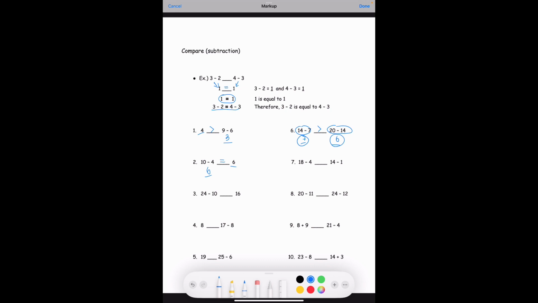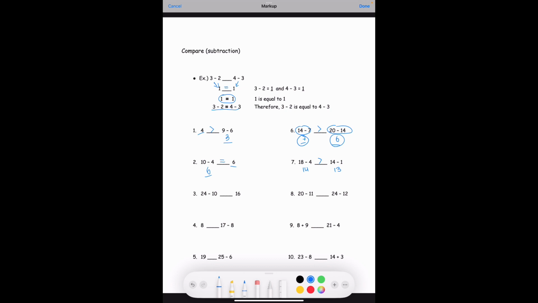Let's do number 7. 18 minus 4, blank, 14 minus 1. Let's solve. 18 minus 4 equals 14. And 14 minus 1 equals 13. Which number is greater? 14 is the greater number, so the sign will open towards that way. So 18 minus 4 is greater than 14 minus 1 because 14 is greater than 13.